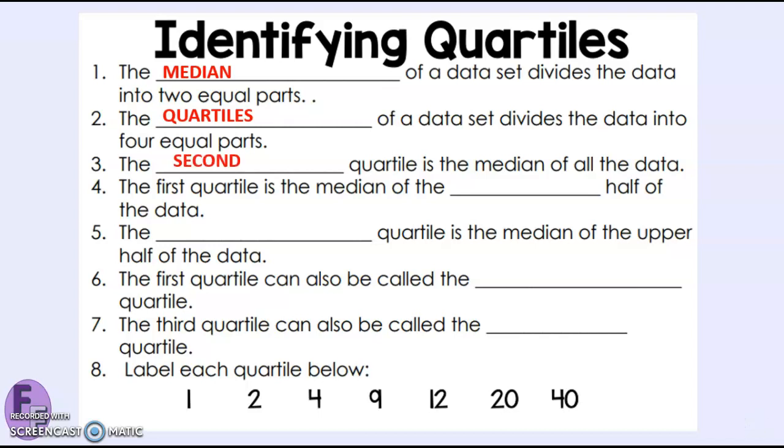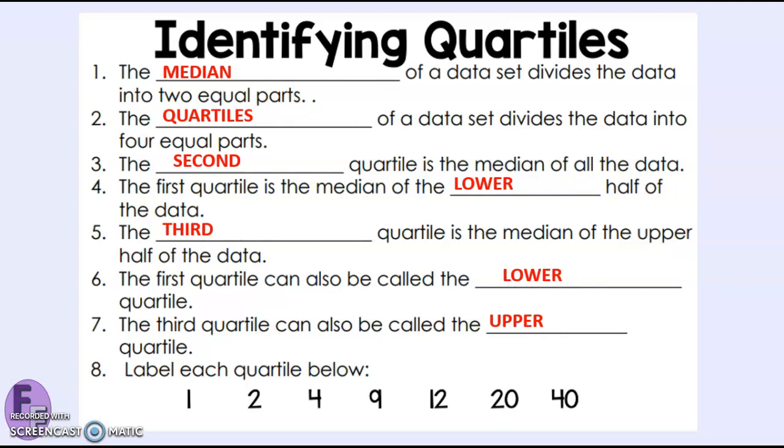The second quartile is what we've been calling the median of all of the data. The first quartile is the median, or the middle, of the lower half of the data. And the third quartile is the median, or the middle, of the upper half of the data. The first quartile can also be called the lower quartile, and the third quartile can be called the upper quartile.